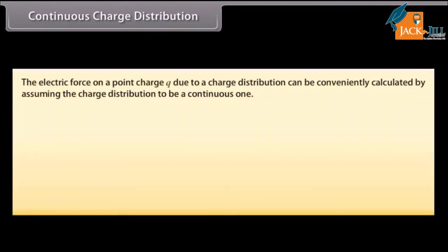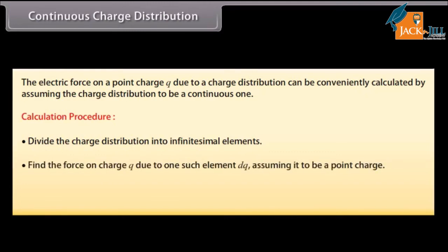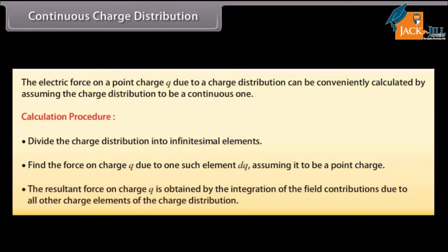Continuous charge distribution. The electric force on a point charge Q due to a charge distribution can be conveniently calculated by assuming the charge distribution to be a continuous one. Calculation procedure: Divide the charge distribution into infinitesimal elements. Find the force on charge Q due to one such element dq, assuming it to be a point charge. The resultant force on charge Q is obtained by the integration of the field contributions due to all other charge elements of the charge distribution.